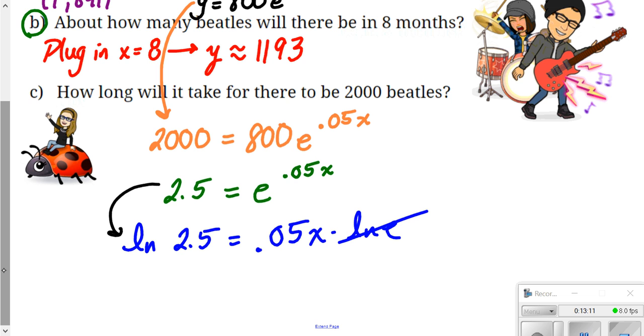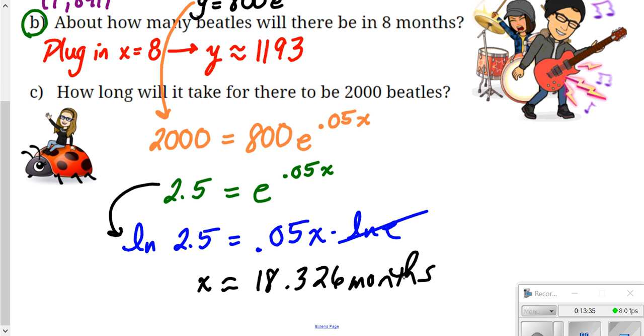Okay, so if you don't like that idea of taking the natural log of both sides, that's fine, right? The blue equation and the green equation mean the same exact thing because a log is an exponent, and that's what I wrote. And then if I just work this out, natural log of 2.5, divide by my decimal, I should get that x is about 18.326 months. Okay, 1.5 years of beetle growing population.